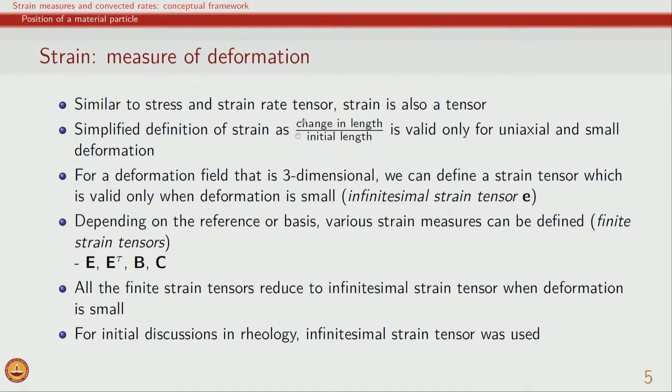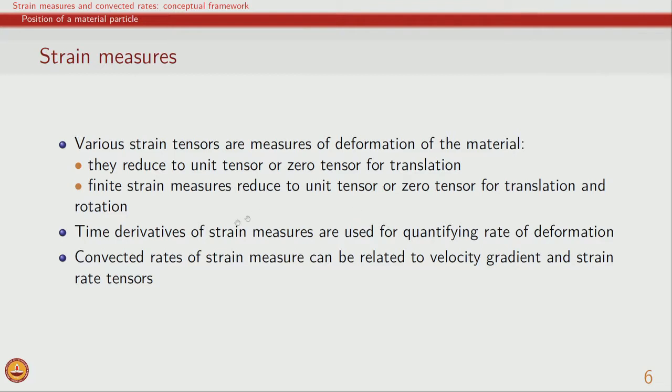So, for the strain measures, we had said that similar to the stress and strain rate tensor, strain will also be a tensor. A simplified definition of strain, of course, we know is change in length versus initial length, but for a 3-dimensional quantity we will define these strain tensors which are E or E tau or B or C, and we will see that all the finite strain tensors reduce to the infinitesimal strain tensor when deformation is small. Now, the various strain measures which we will define will reduce to the unit tensor or zero tensor for translation, and they will also reduce to the unit tensor and zero tensor for rotation.